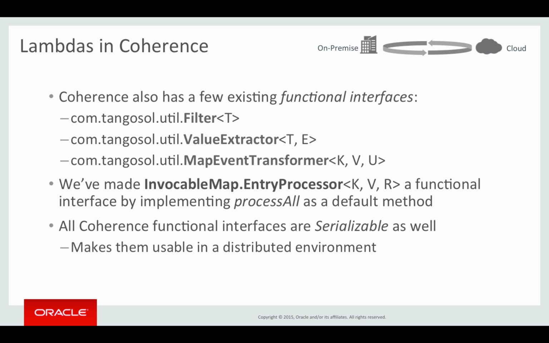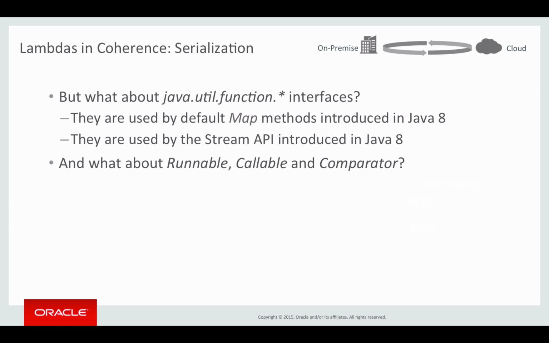But what about standard Java interfaces? We still depend on those things. We still depend on Java functional interfaces, for example, in the Stream API. We depend on them in the default Map methods that were introduced in Java 8. So we need a way to make those serializable as well. And same thing with things like Runnable, Callable, and Comparator in particular. Those things might be used in a cluster, so we need a way to make them serializable so we can marshal them over the wire.